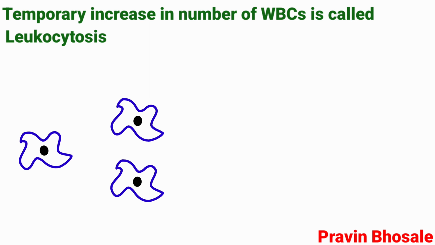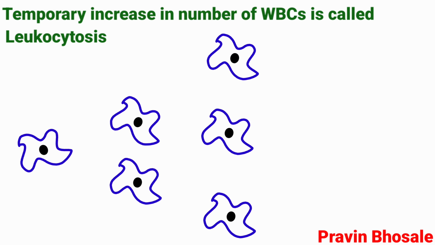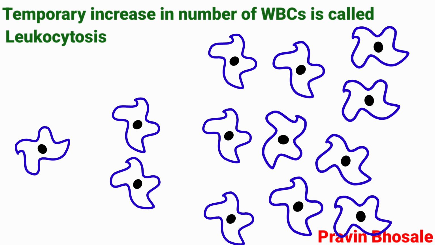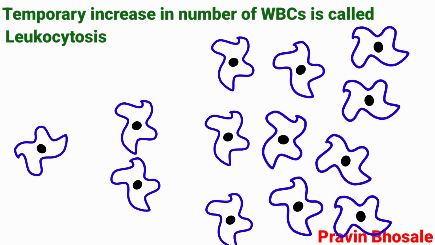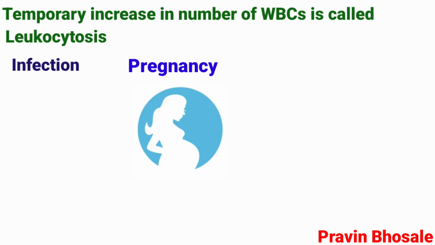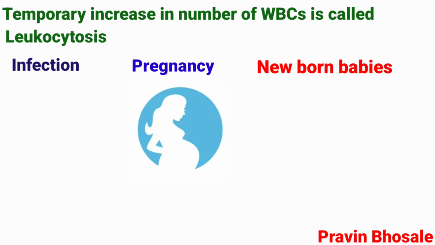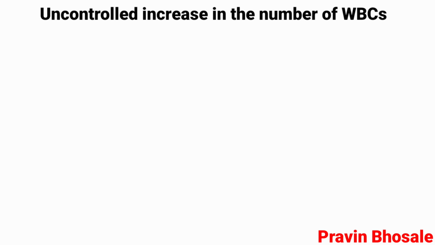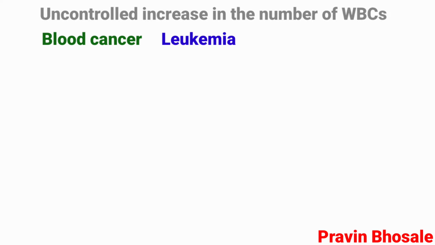Temporary increase in number of WBCs is called leukocytosis. So leukocytosis means temporary increase in number of WBCs. It is due to infection. It occurs during pregnancy and in newborn babies. Uncontrolled increase in number of WBCs is a type of blood cancer called leukemia. So uncontrolled increase in number of WBCs is a blood cancer called leukemia.